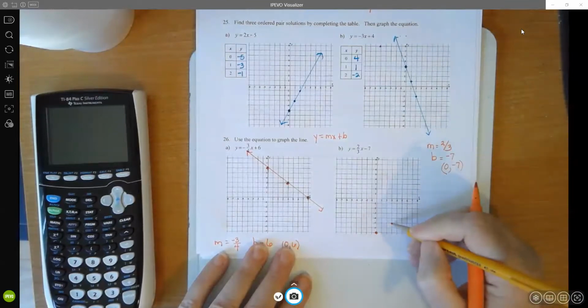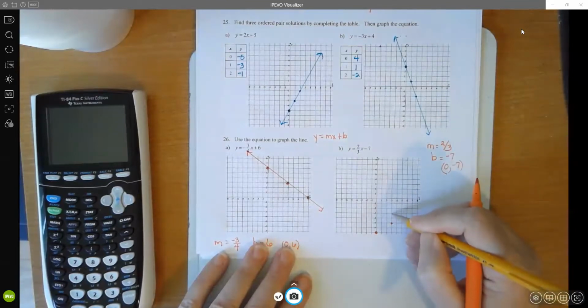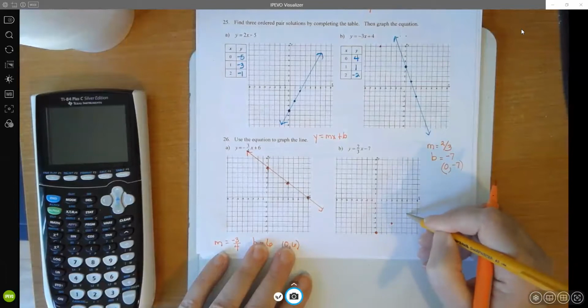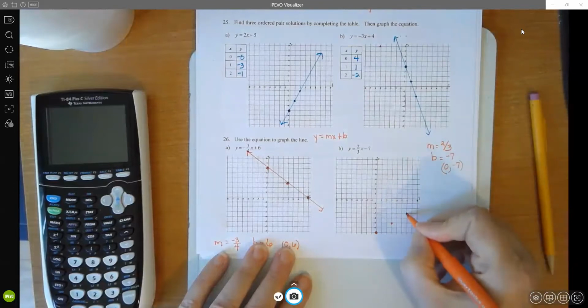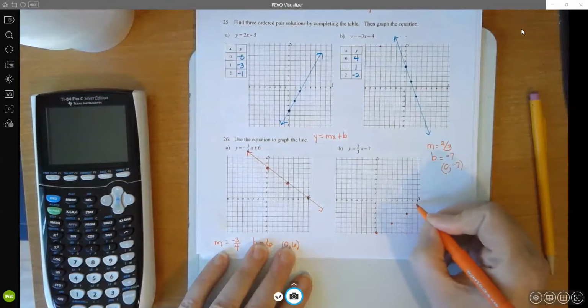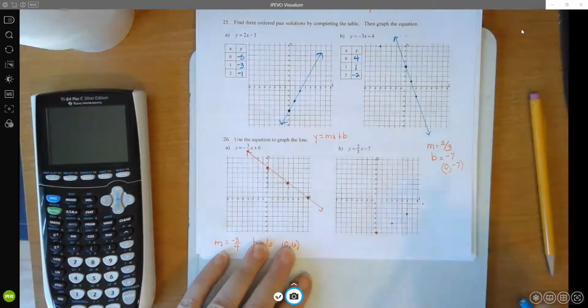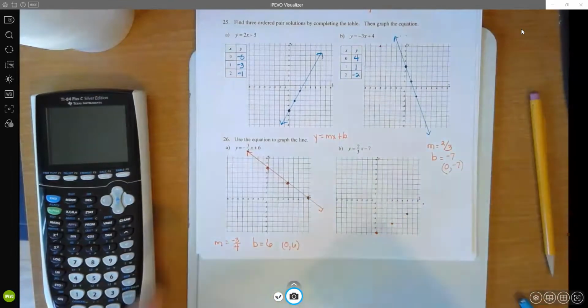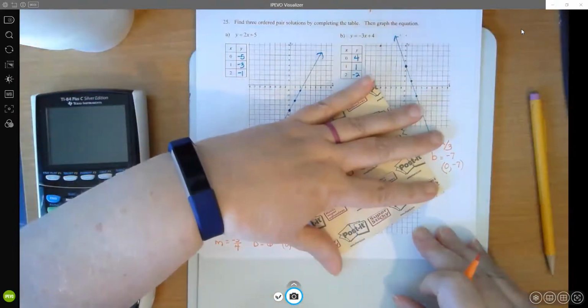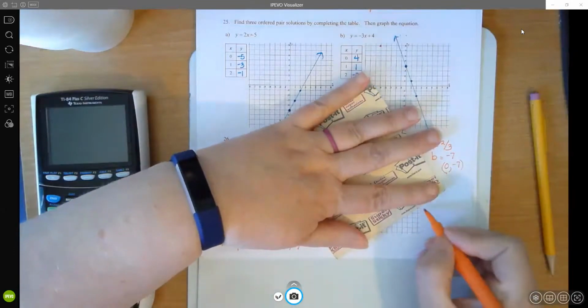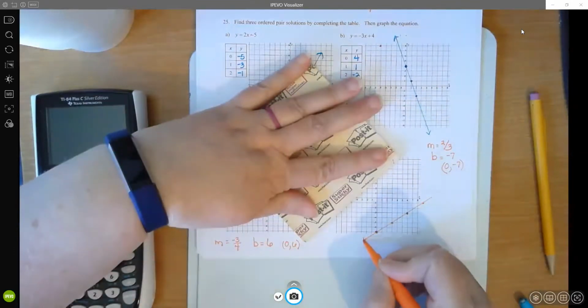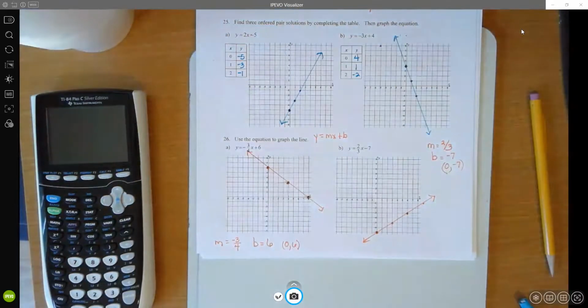I can't do that and talk at the same time. Up 2 over 1, 2, 3, and make a point. Up 2 over 3 runs off the graph, so I'm done. I can't go backwards again because I'm out of the graph. And so I'm going to connect those points, and that is my line, and that is how I graph using the slope and the y-intercept.